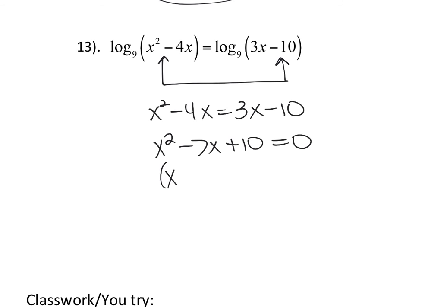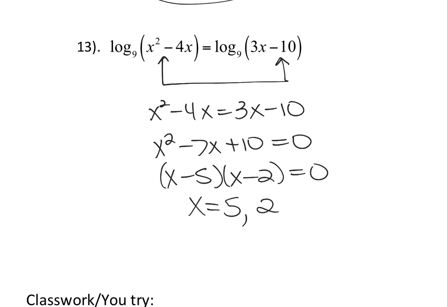And this is factorable. Two numbers that multiply together to give you positive 10 and add together to give you negative 7 would be negative 5 and negative 2, giving me two answers, 5 and 2. And then let's check them.